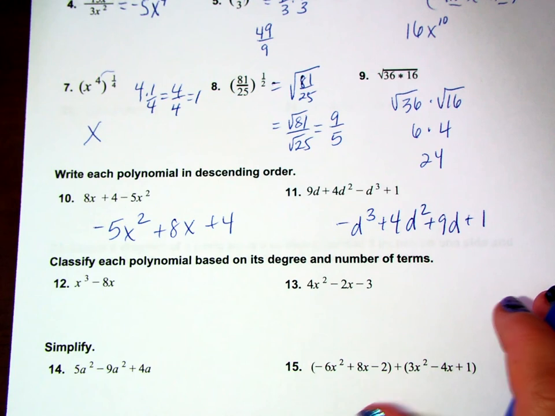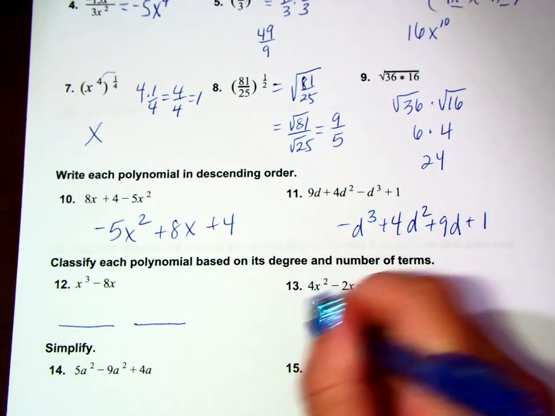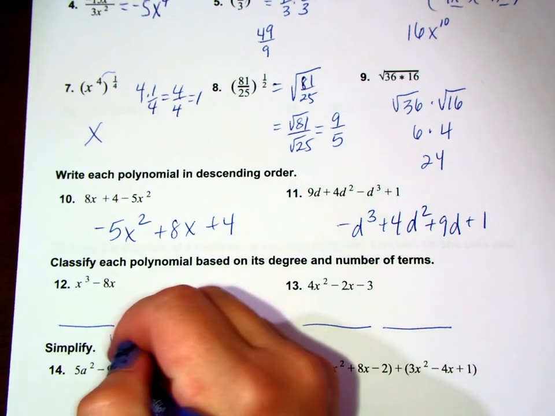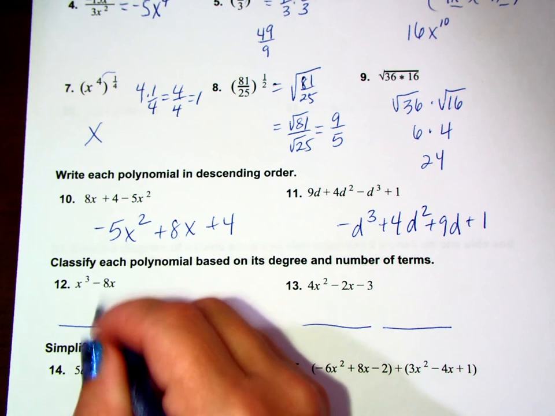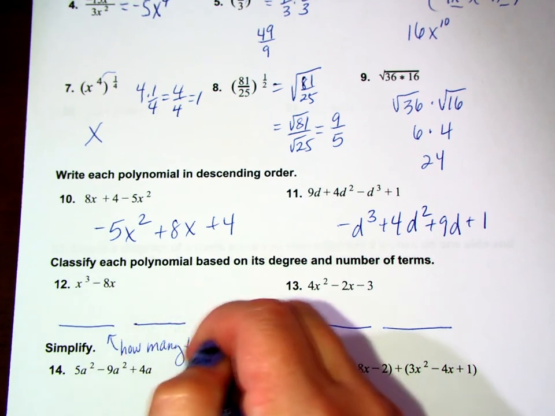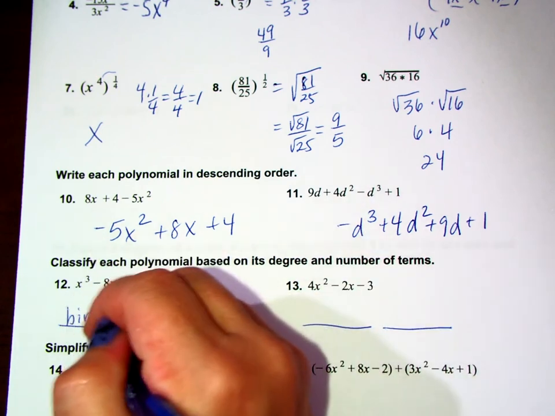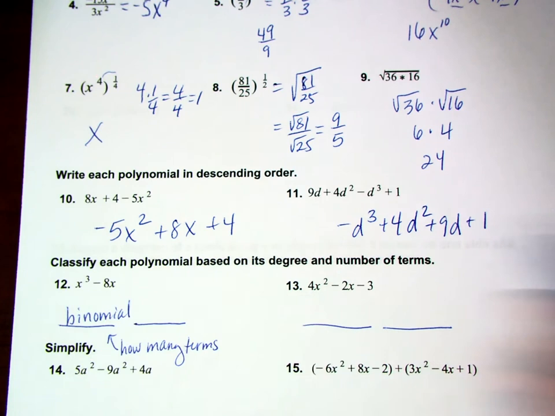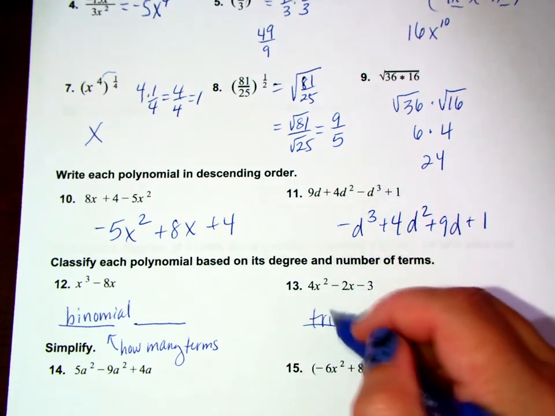Classify each polynomial based on its degree and number of terms. This is a 2-word answer. The first word has to do with how many terms it has. And so this is a binomial because it has two terms, and this is a trinomial.